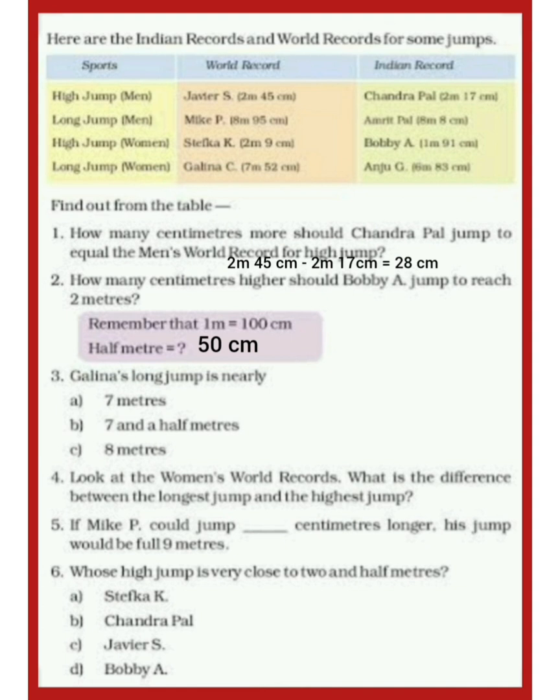Let us now do subtraction. Students, 1 meter equals 100 centimeters. Then 2 meters equals how many centimeters? 2 meters equals 200 centimeters. So 200 centimeters minus 191 centimeters. We got 9 centimeters. 9 centimeters higher should Bobby A jump to reach 2 meters.